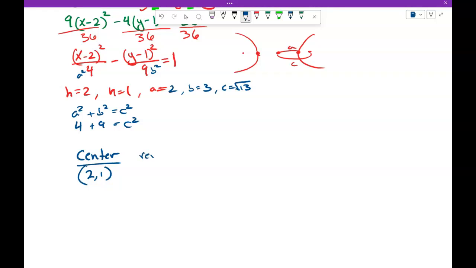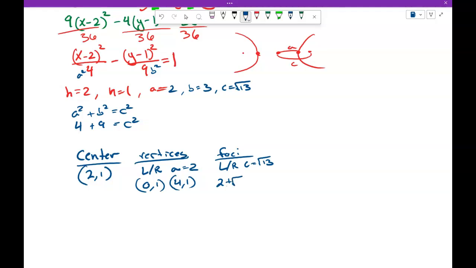Our vertices, again, we're going left and right, a units. And since a is 2, we're going 2 units to the left and the right. So when we subtract 2 from x, we get 0, 1. When we add 2 to x, we get 4, 1. Our foci, again, we're going left and right, c number of units. C is the square root of 13.